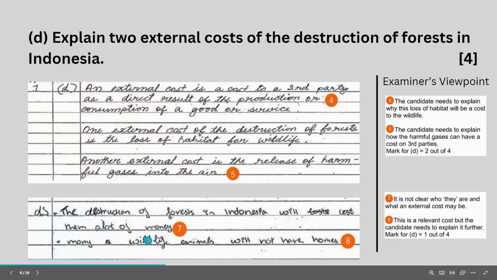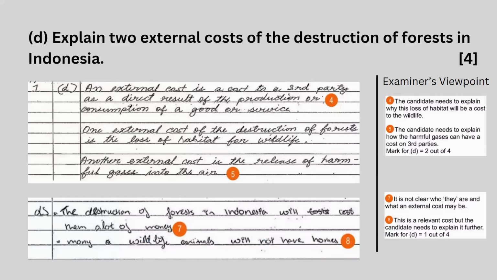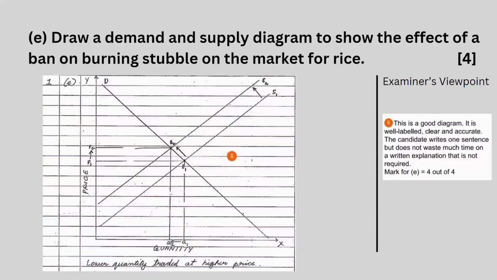And in the second one, they have mentioned many wildlife animals will not have homes. That's a relevant cost, but the candidate did not explain it further. Because of that, they have just got 1 out of 4 just for the identification. Let's go to the E part.